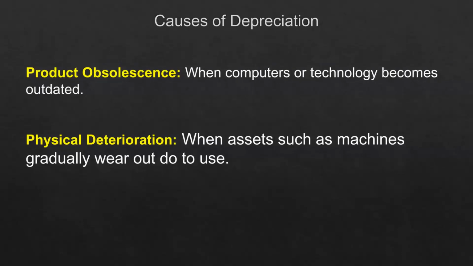All right, on this next part, we're going to look at product obsolescence, when computers or technology becomes outdated. And so, it's not really worth what it should be anymore because it's outdated. Physical deterioration is when the assets are starting to wear out due to use, right?